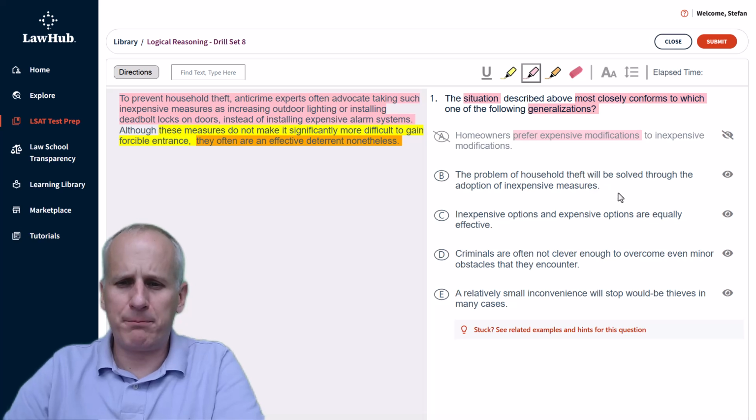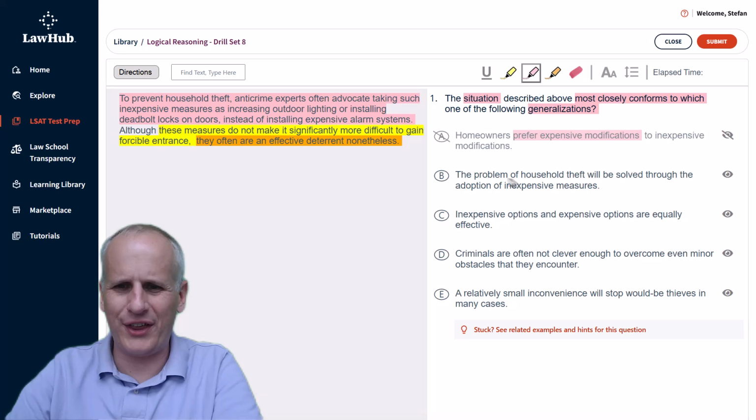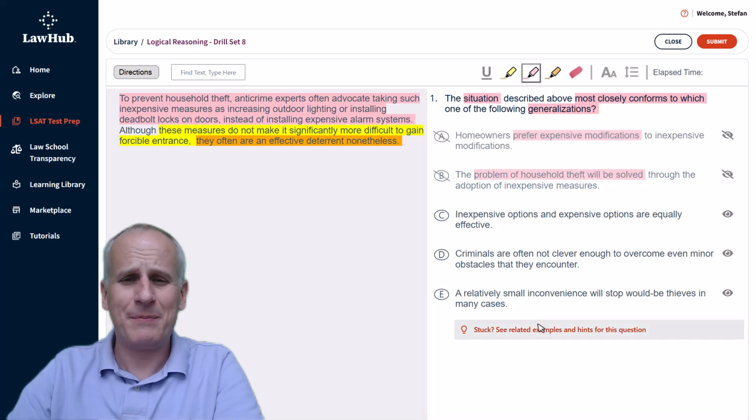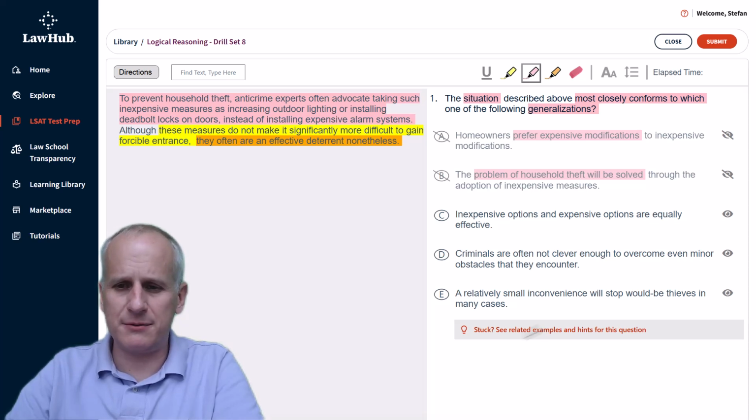Next, choice B, the problem of household theft will be solved through the adoption of inexpensive measures. Well, we know that these inexpensive measures are recommended and are often an effective deterrent, but does that mean that they are going to solve the problem of household theft? That seems to be a bit extreme, which is one of our common wrong inference style reasons to eliminate. So we'll eliminate choice B at this point.